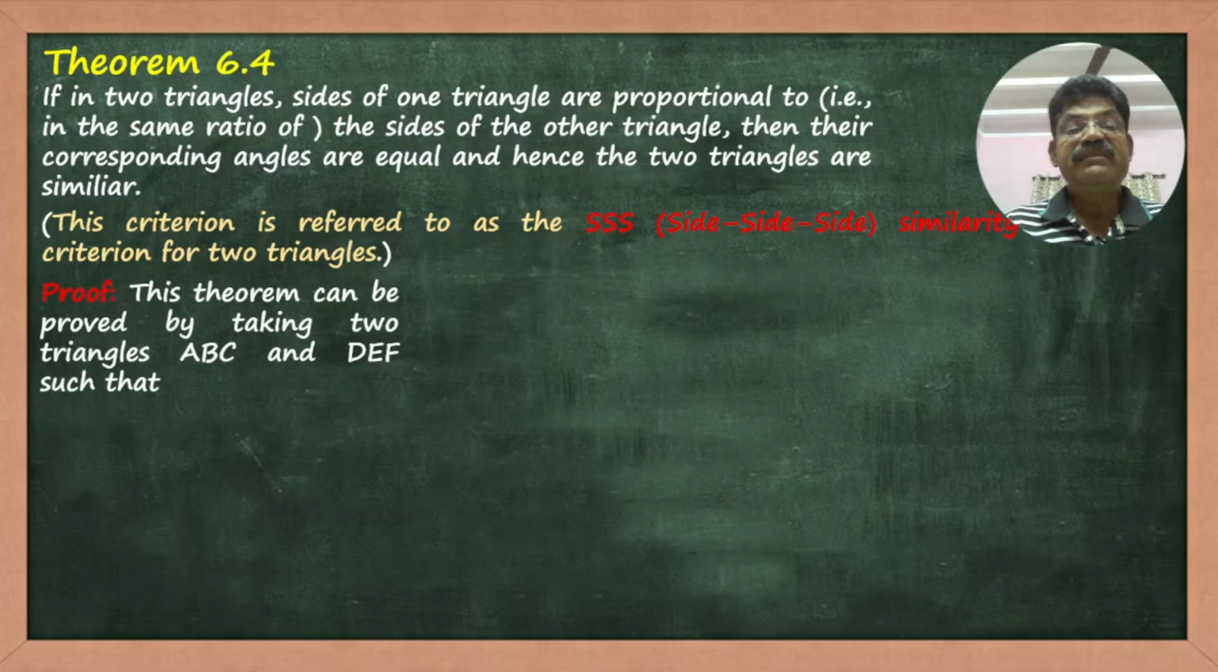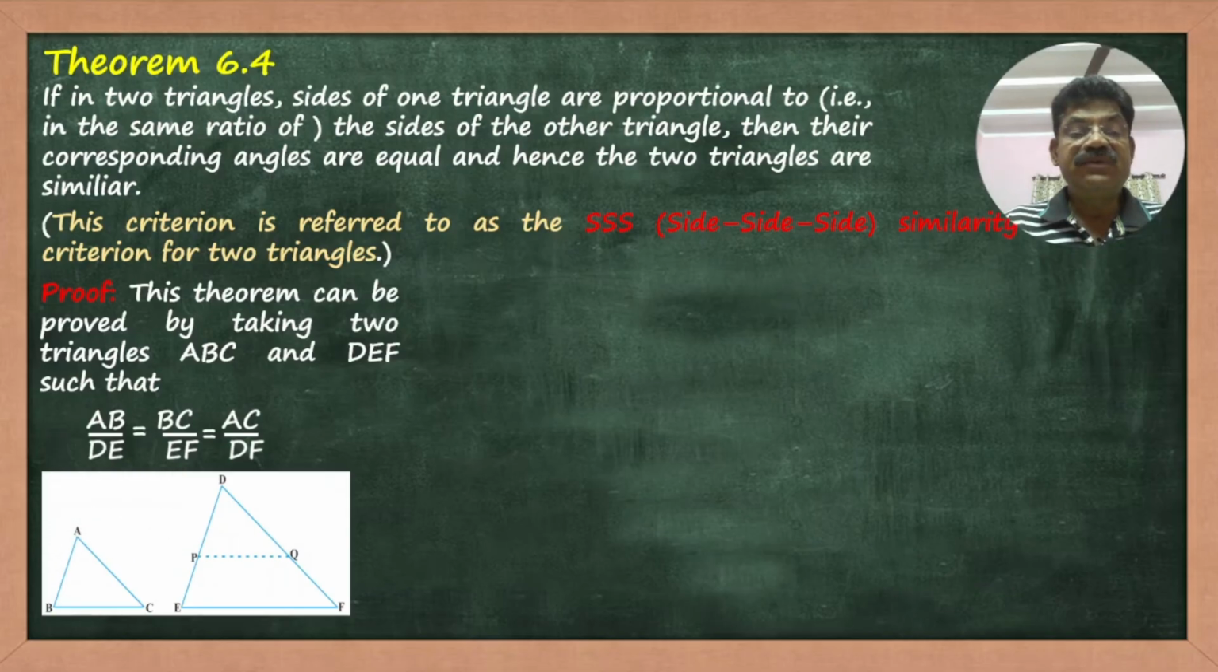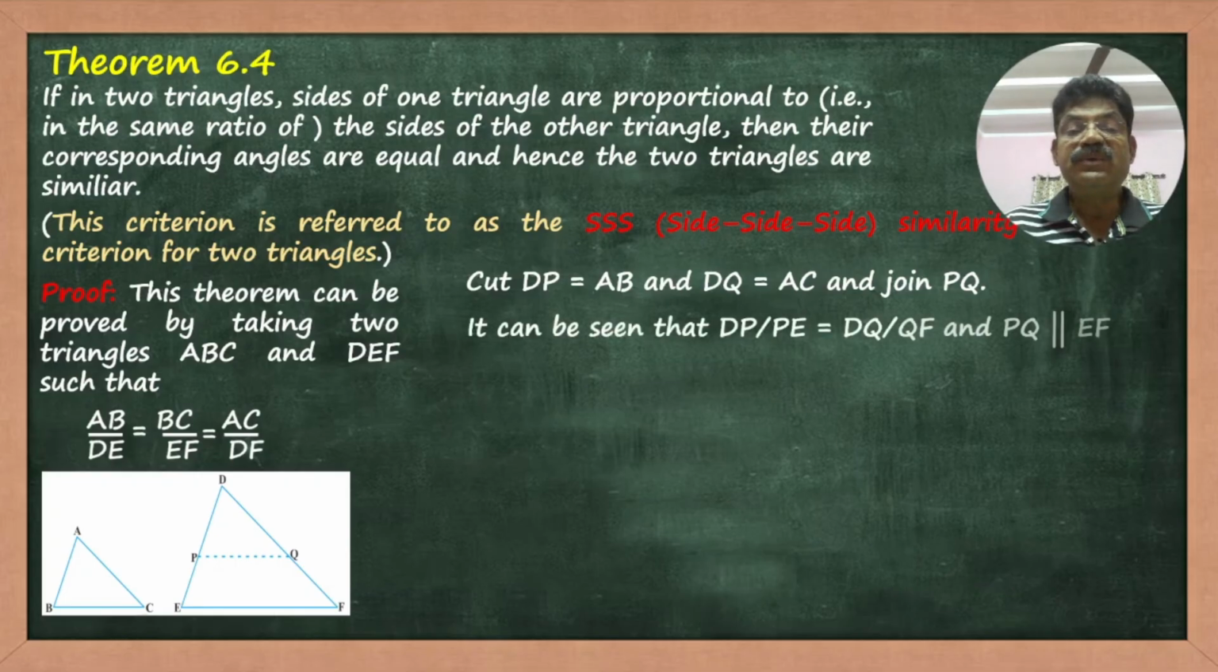Proof. This theorem can be proved by taking two triangles ABC and DEF such that AB by DE is equal to BC by EF is equal to AC by DF. You consider these two triangles. Now, DEF is bigger than ABC. Therefore, as we did earlier, cut DP equal to AB and DQ equal to AC and join PQ. Then DP by PE is equal to DQ by QF and PQ is parallel to EF. Already we discussed this fact.